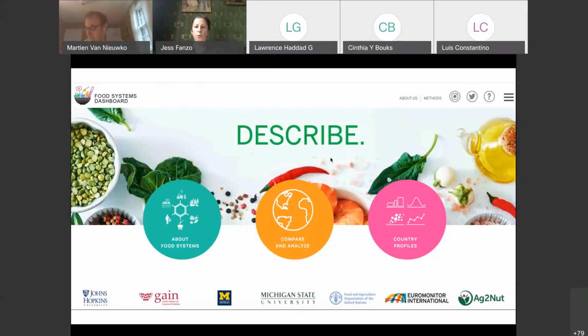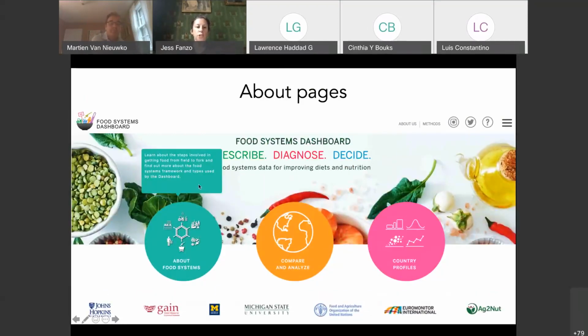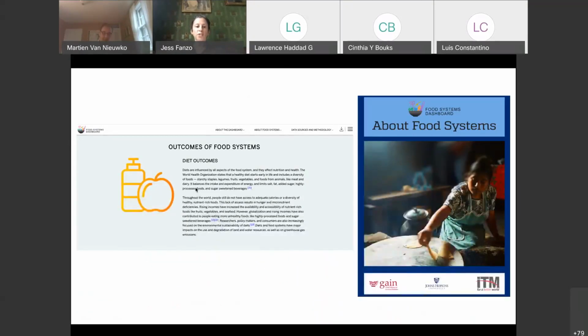So I'll walk you through where we're at with the dashboard now. We've really described food systems and all their intricacies. There's an about page you can go to that really goes into the background of the dashboard. It provides you a bit of a 101 of what are food systems, walks you through the elements of food systems, the outcomes of food systems, and if you don't want to read on the screen, you can print out a PDF of a primer on food systems. And it obviously has all the data sources and methodology and the limitations of some of the indicators that you see.